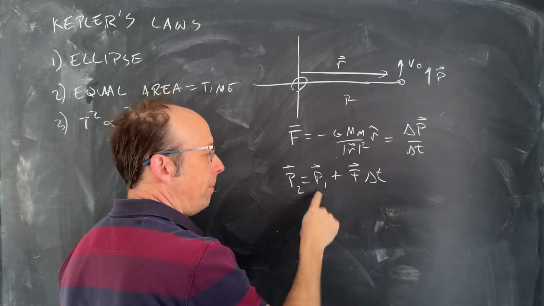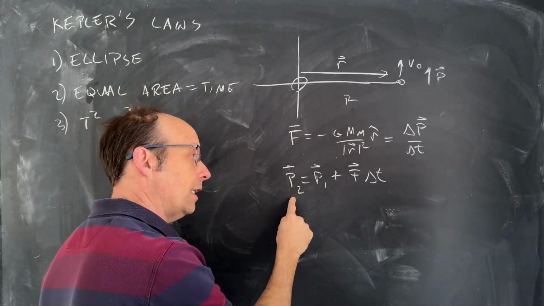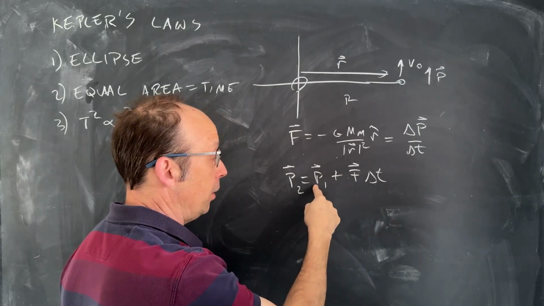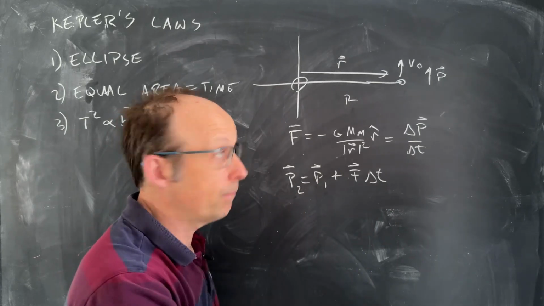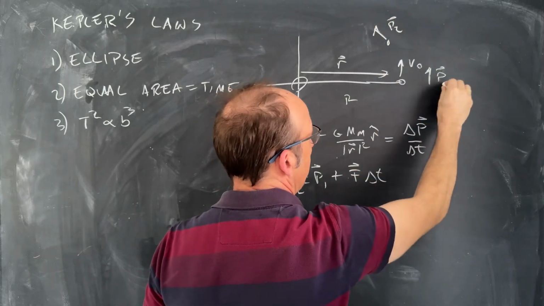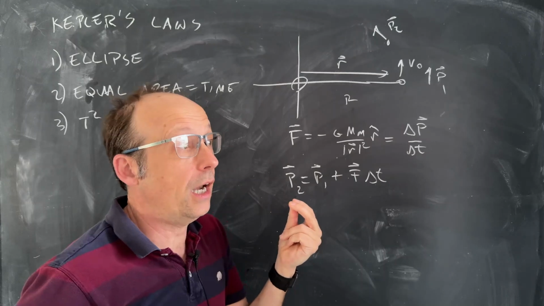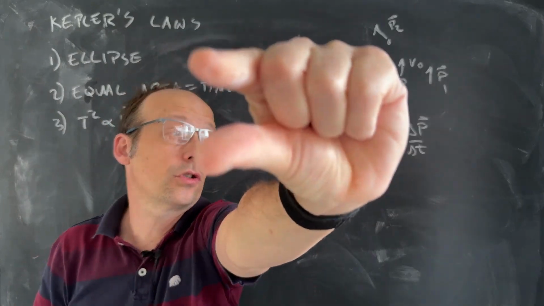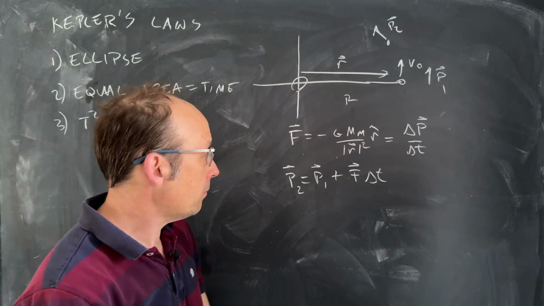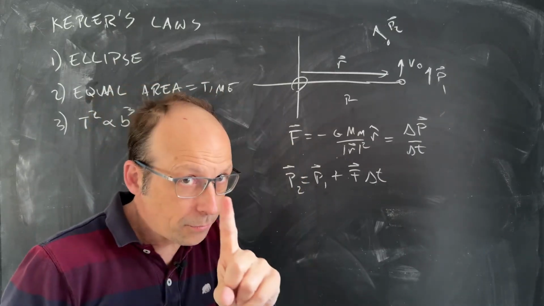So if P1 is the momentum at the beginning of that time interval and P2 is the end, I calculate the force, I multiply by my time step, I add it to P1, I get my momentum at the end. All right, so now maybe it's over here, and that's P2, and that's P1. Okay. And so that makes the assumption that my force is constant, but if my time interval is short in time, then it's fine.